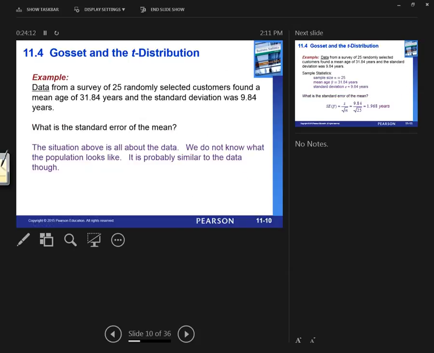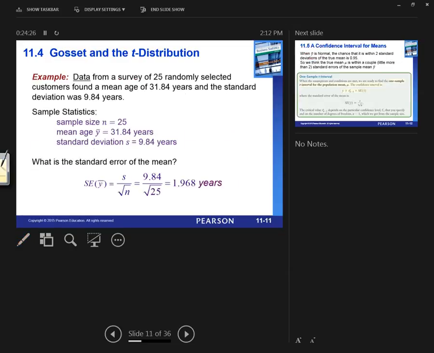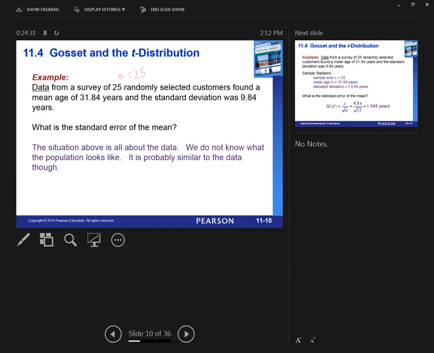All right, so let's do an example. We have data from a sample: n equals 25 randomly selected customers, and their mean age. So this 31 is a mean, right? So that's got to be mu or y bar. And this is the standard deviation, so that has to be sigma or S.